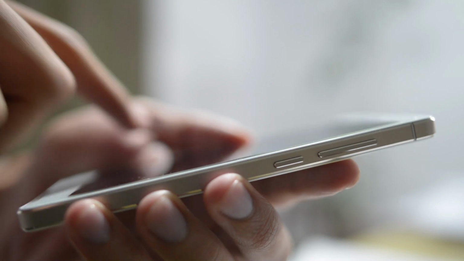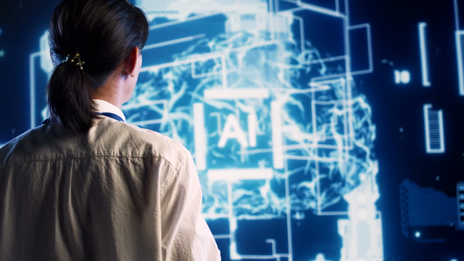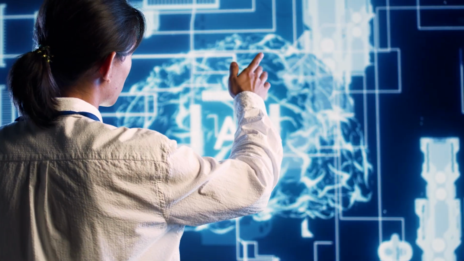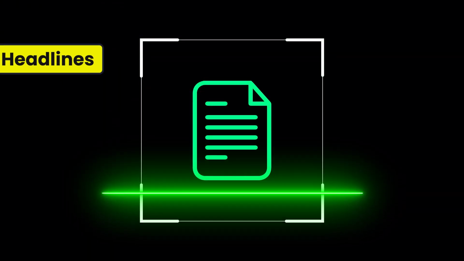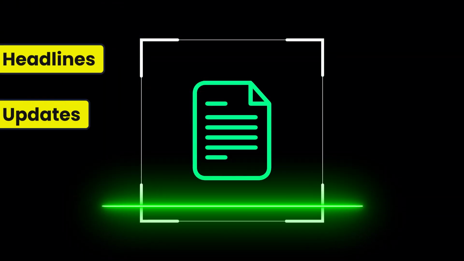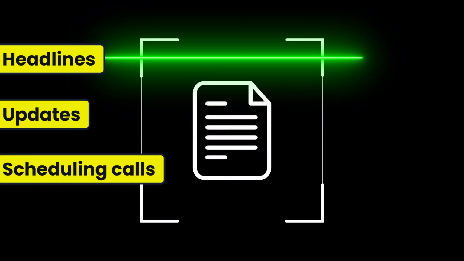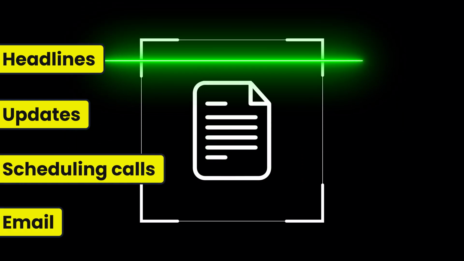Imagine this, it's the year 2050. You wake up and instead of checking your phone, you just speak to your AI. Summarize today's news and schedule my meeting. Instantly, your AI assistant scans the latest headlines, picks out the most relevant dates, schedules your calls, and even starts drafting an important email for you.